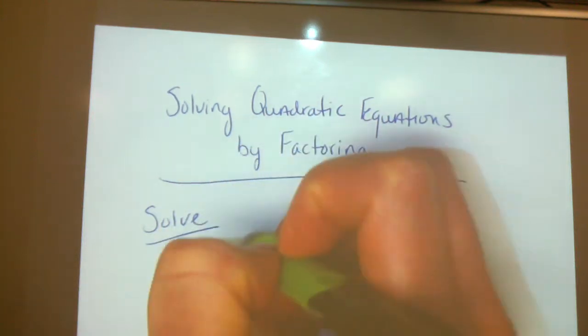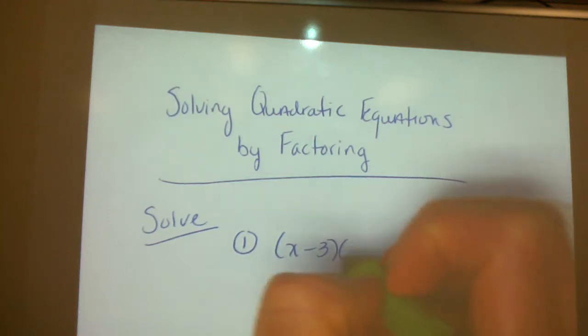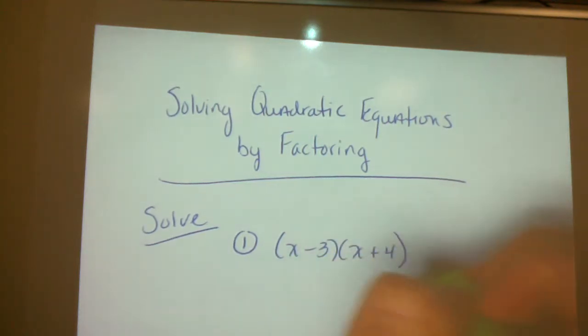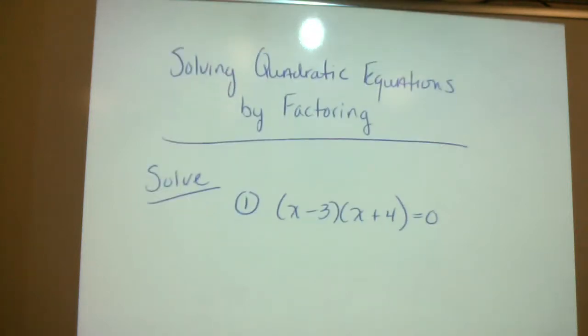The directions will say solve. Now, if you notice, this doesn't really look like a quadratic equation, but it really is. This is in factored form. It's already factored. So the first couple of problems we're going to take a look at, the problem will already be factored, so we don't really have to do that much work. What we're going to do is take each factor, set it equal to 0, and then solve for the variable.